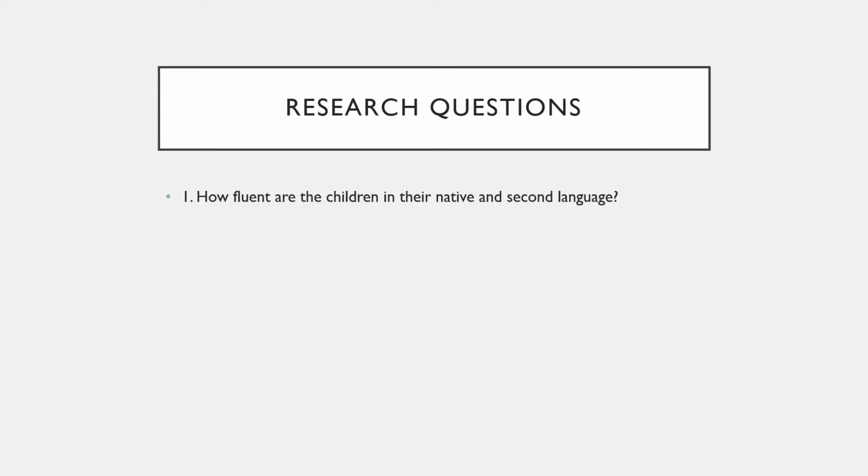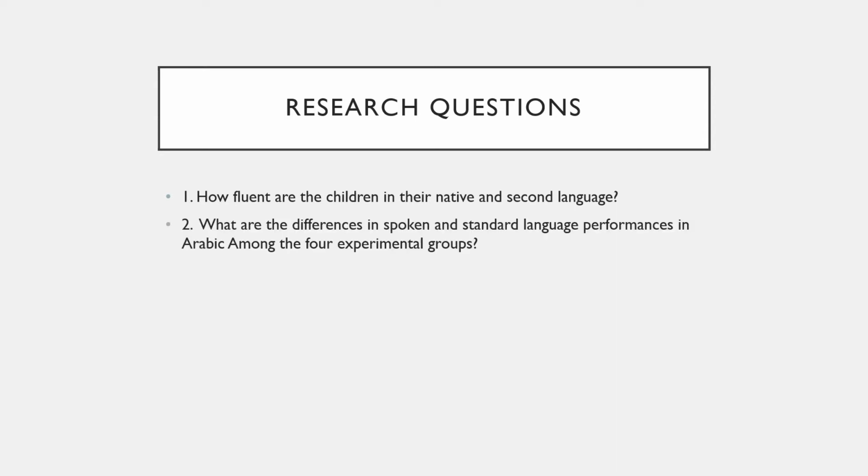Moving to the research questions. The first research question is, how fluent are the children in their native and second language? The second one is, what are the differences in spoken and standard language performances in Arabic among the 4 experimental groups? And third was, how does morphological performance affect reading in native and second languages?